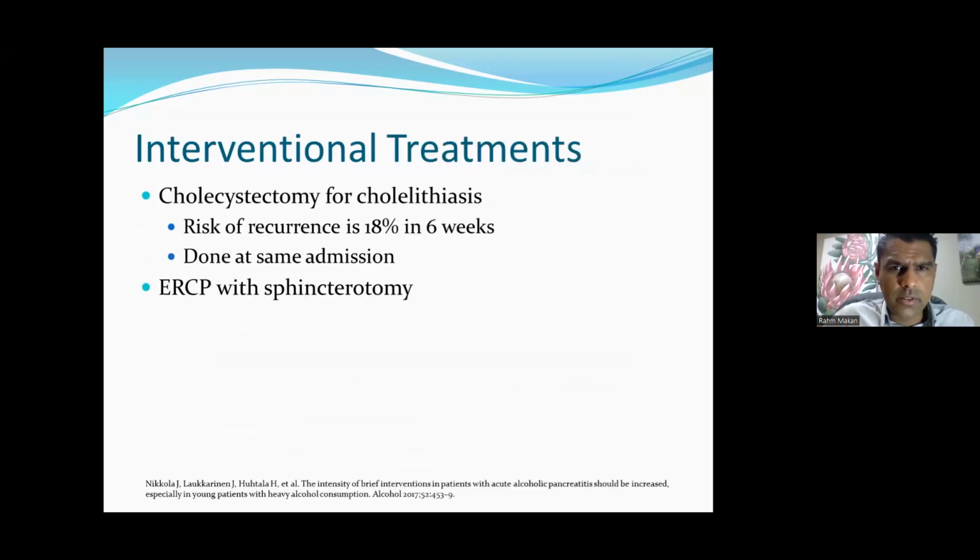But if one looks at other interventional treatment, we spoke about cholecystectomy for cholelithiasis. The risk of recurrence after the initial event of severe acute pancreatitis is 18% in 6 weeks. Therefore, the recommendation is for it to be done during the same admission. The same goes for a patient who has a gallstone in the CBD, who should have an ERCP with sphincterotomy.